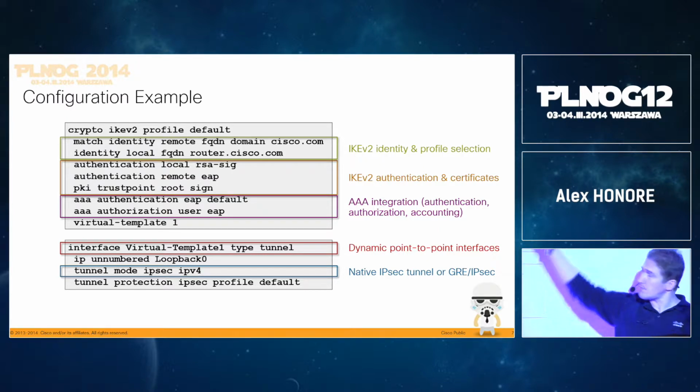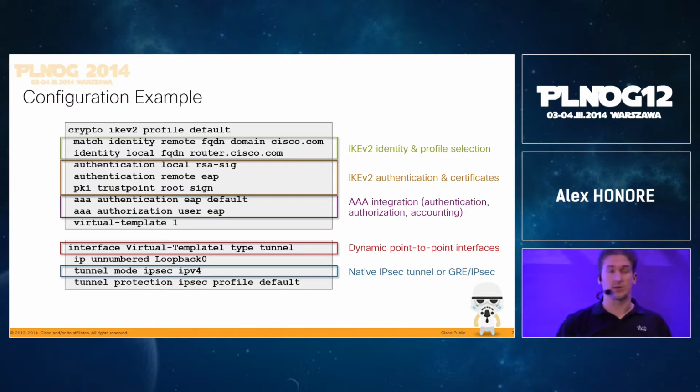And this CLI reflects the logic of the responder. So first, you land on this profile by providing an identity. So during the IKE exchange, the peer provides the identity. You land on the profile, you authenticate using certificates, using EAP. Then you perform authorization using AAA. So the AAA subsystem is heavily used by FlexVPN.